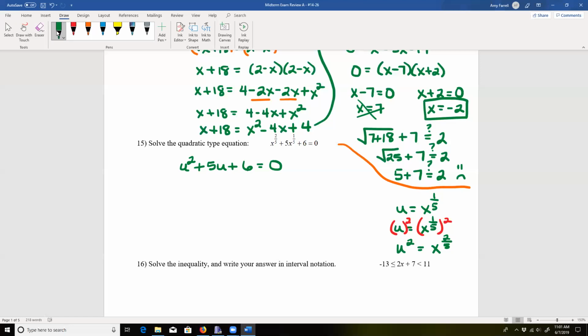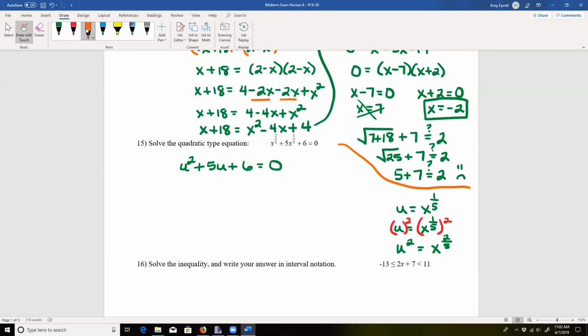Now that is always going to happen. Otherwise, we can't call it a quadratic type equation. If I define this to be u and then this ends up being u to the 3rd, then that's not going to work. So if it says it's a quadratic type equation, it means that using substitution will transform it into a quadratic equation. So now that I have a quadratic equation, it's really fast to factor.